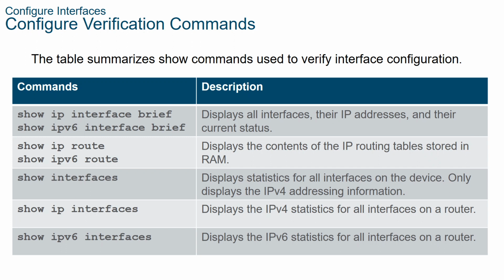Show interfaces displays statistics on all interfaces for the device. It only displays the IP version 4 addressing information though. Show ip interfaces displays IP version 4 statistics for all interfaces on the router, and show ipv6 interfaces displays IP version 6 statistics for all interfaces on the router. So again, these are various different views that you can get to display important information about how the interface is being set up and what's on the router. So if I was looking at a router for the very first time, or a switch, I would actually be using these commands to try and find out about how the configuration is currently set before I do anything to it.